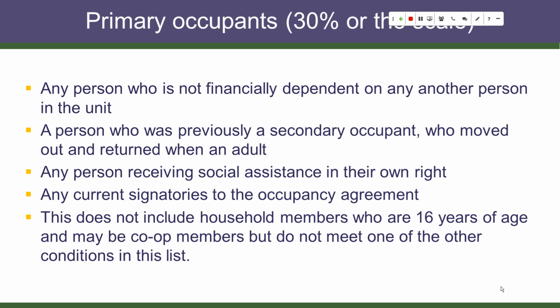Of course, this does not apply to any members who are 16 years of age and may be co-op members, but do not meet one of the other conditions in the list. So a 16-year-old could still be in school and working part-time. They would be considered a secondary occupant.